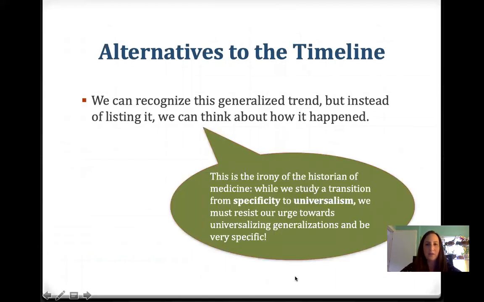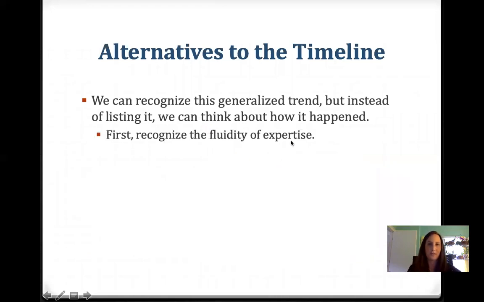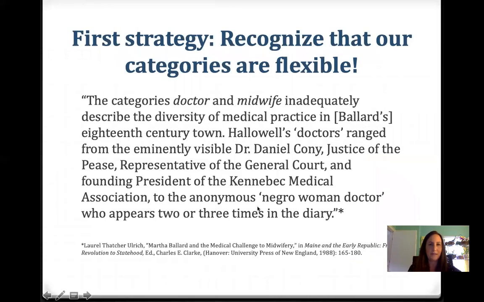This is the irony of the historian of medicine. While we study a transition from specificity to universalism, we have to resist universalizing ourselves and look at specific subfields, specific patients. You know, we're going back and excavating illness narratives in order to understand illness from multiple perspectives at the same time. First of all, we have to recognize the fluidity of expertise.